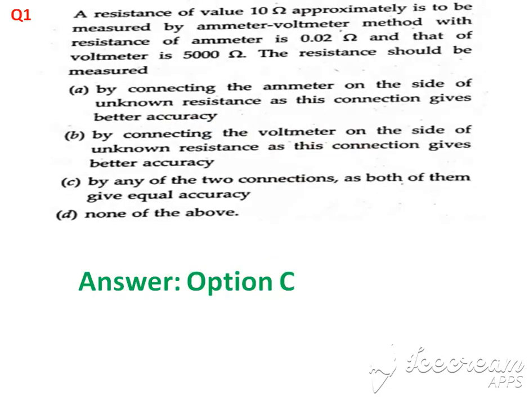Some standard MCQs. A resistance of approximately 10 ohm is to be measured by the ammeter-voltmeter method, with the resistance of the ammeter 0.02 ohm and that of the voltmeter 5000 ohm. The resistance would be measured... This calculation was somewhat lengthy, but in the two cases, with the change of voltmeter and ammeter position, the circuit will provide equal accuracy by either connection, as both of them give equal accuracy. The answer is option C.